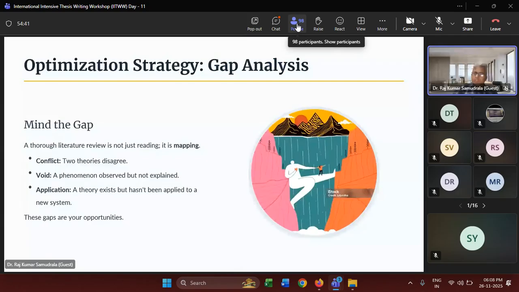For that, a thorough literature review is not just reading, it is mapping. If the same results are published by two different authors, then... especially for these AI technologies, before ChatGPT started, so many people suggested don't use ChatGPT. Don't introduce these kinds of AI technologies. But what happened?